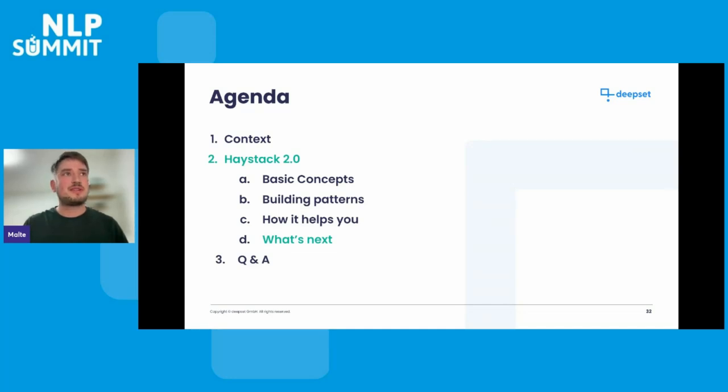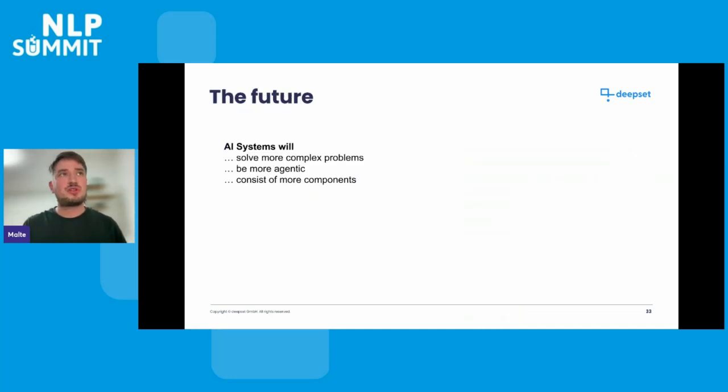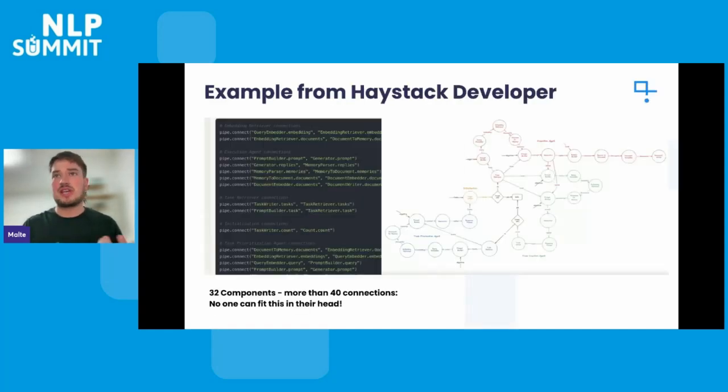So what's next? I think the future of AI systems will be that they solve more complex problems. They will do that by being more agentic, having more autonomy in planning out the execution of a graph, and they will consist of more components. That's pretty clear to me, and we see it actually already today evolving in our community.